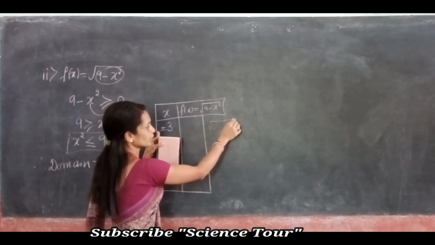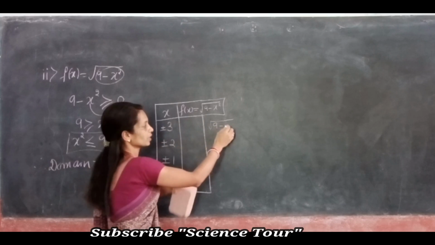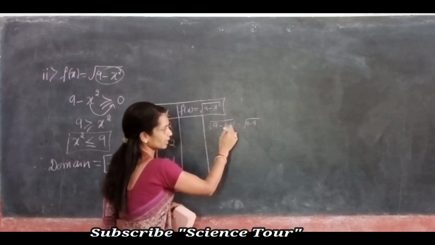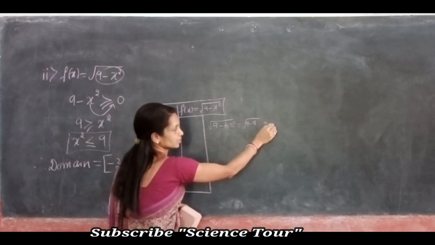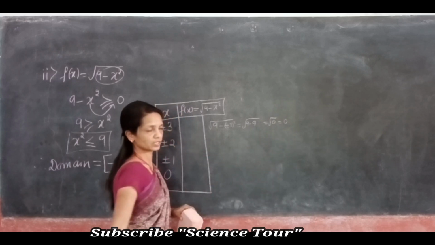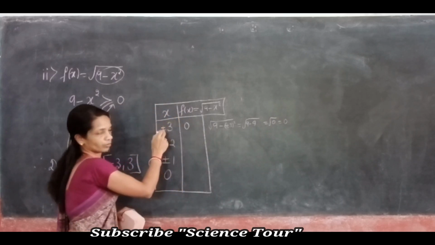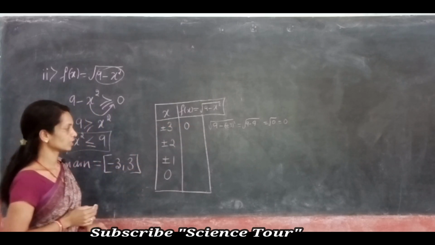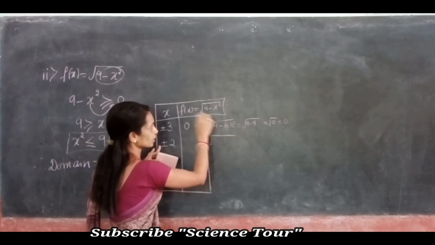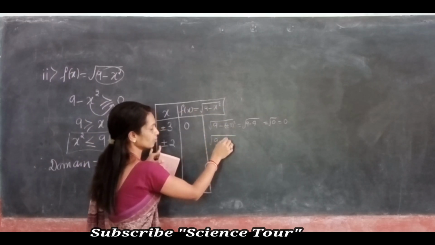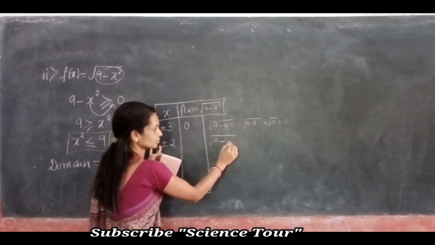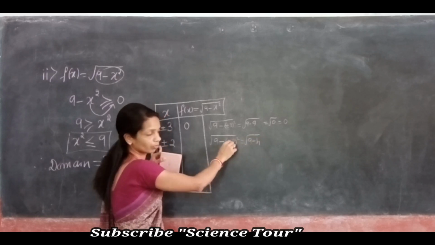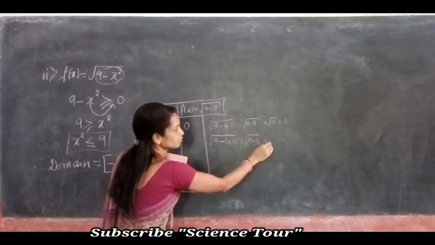So what is the f of x value for plus or minus 3? I will do square root of 9 minus plus or minus 3 square. Plus or minus 3 square is 9, right? So 9 minus 9, that is square root of 0, equal to 0. So the f of x value for plus 3 or minus 3 is 0. If we take plus or minus 2 in place of x, then we get square root of 9 minus plus or minus 2 square, that gives you square root of 9 minus 4. 9 minus 4 is what?